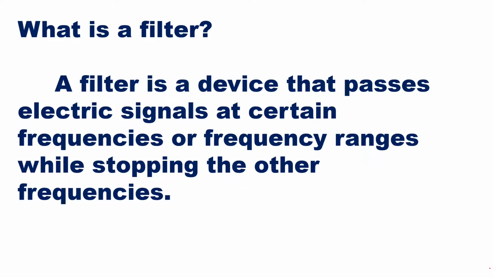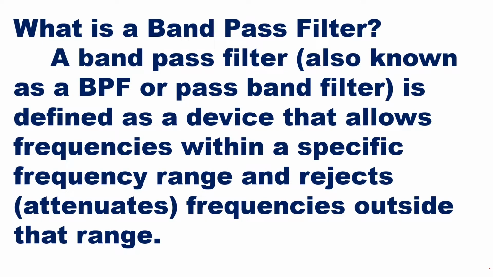Now, basically, what is a filter? A filter is a frequency selective network. A filter is a device that passes electric signals at certain frequencies or frequency ranges, whichever you desire to pass, and it will stop all other frequencies. In the types of filters, you can have a low pass filter, a high pass filter, a band pass filter, and a band elimination filter. And today we are going to see what a band pass filter is.